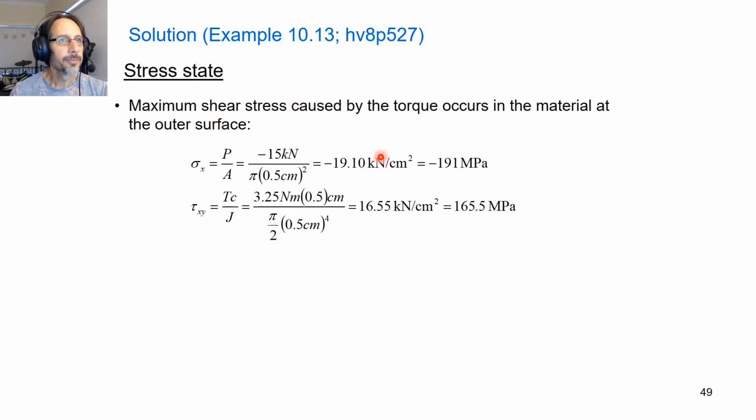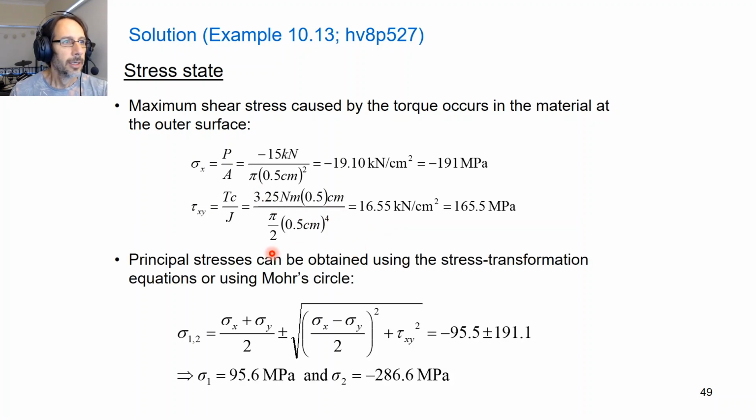Okay, so the stress state we can calculate from these stress analysis formulas that we've seen before, and the principal stresses can be obtained from Mohr's circle. Again, we're going to skip through this quickly just to keep the video short, but you can have a go at doing that for yourself separately and compare your results with what we've got here. So we've got our principal stresses: a maximum principal stress of positive 95.6, and our other principal stress of minus 287.